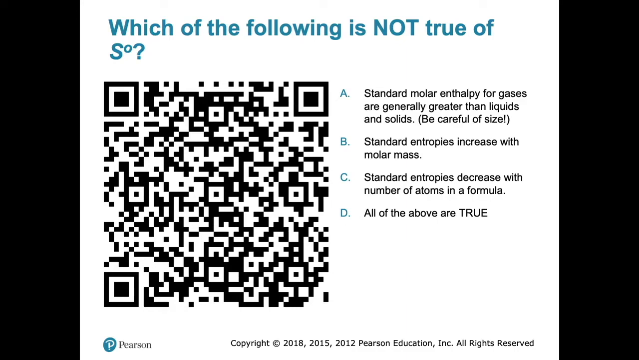The standard molar entropy for gases is generally greater than for liquids, and liquids greater than for solids. Standard entropies increase with molar mass, or standard entropies decrease with the number of atoms in a formula. Or none of the above, or all of the above? So the answer here is what? C, yes. Standard entropies decrease with the number of atoms in a formula. That's wrong. It should be increase.